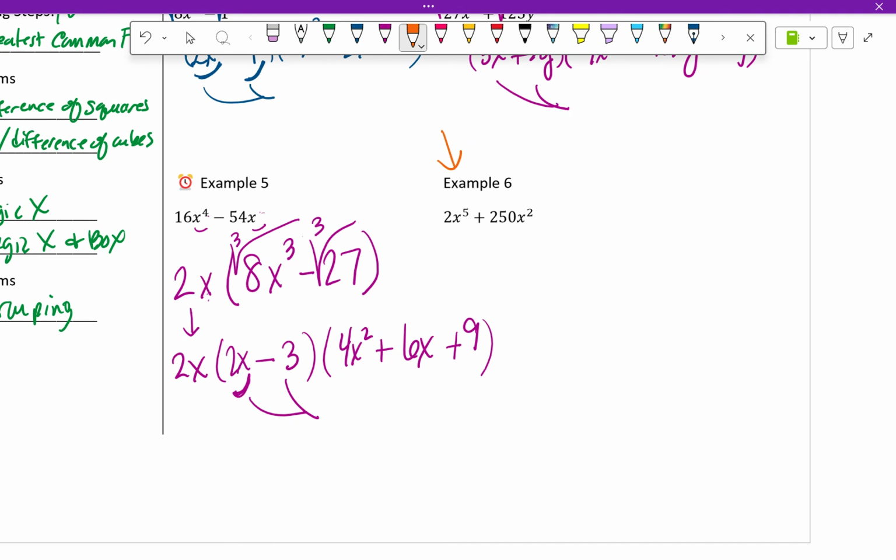This is your opportunity to get help. Okay, let's take a look at it together. All right, what was the greatest common factor? 2x squared, I like it. We're going to look at what's left behind. So what times 2x squared is 2x to the 5th? x cubed, okay. What times 2x squared is 250x squared?